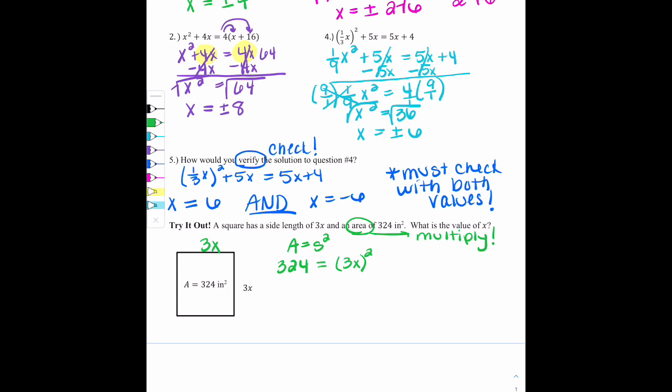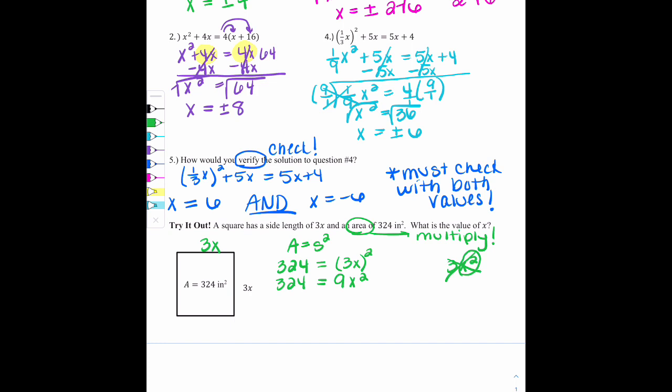If I were to write it like this, and you do not need to write this down, or you can if it helps you, that squared only belongs with the x. So we do not want that. We want parentheses around the 3x. So this would be 324 equals, and remember, if this is my 3x as a base, that means the 3 is getting squared and the x is getting squared. So this should be 9x squared.